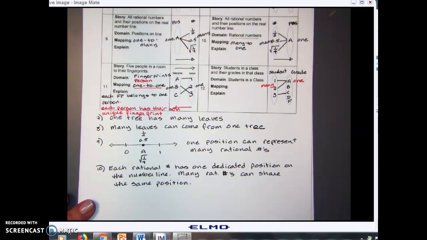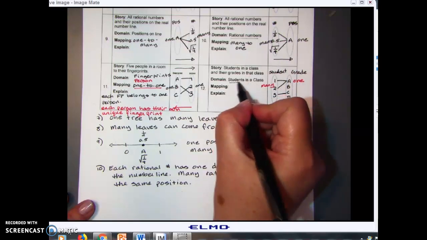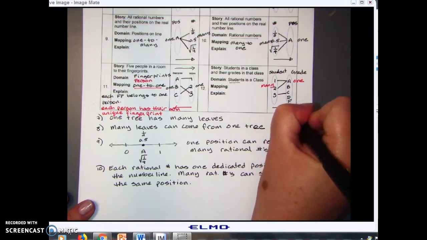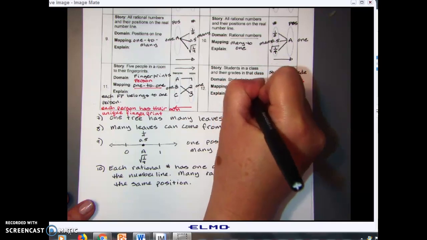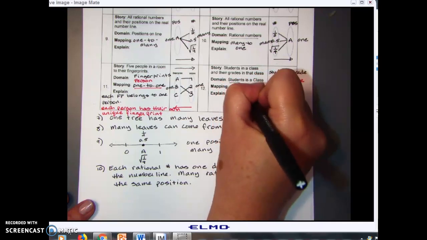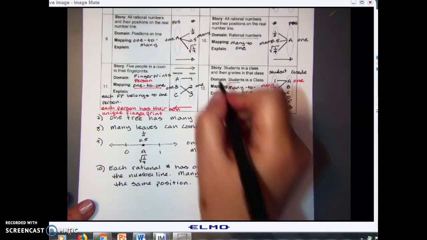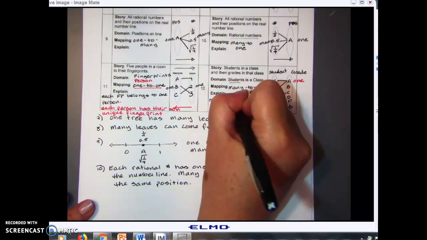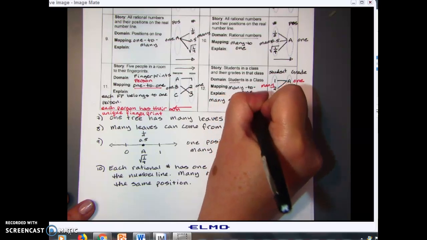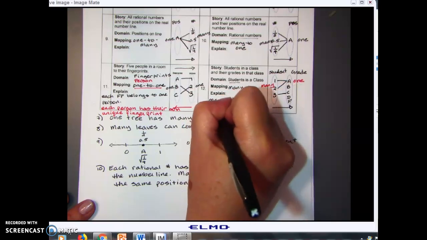And so since students is our domain, we're going to be going from left to right. And so that's going to be a many to one situation. And so the explanation is many students can have the same grade.